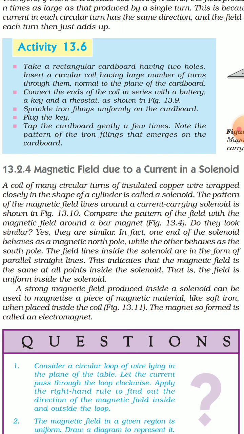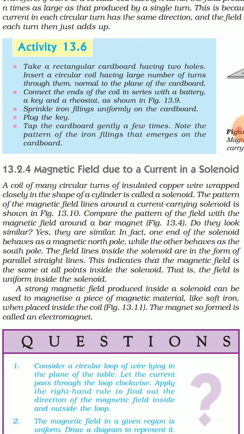Now a strong magnetic field produced inside a solenoid can be used to magnetize a piece of magnetic material like soft iron. When placed inside the coil, the magnet so formed is called an electromagnet. Okay class, so you can understand what an electromagnet is. An electromagnet is a magnetic material which, when placed inside a solenoid, in the very strong magnetic field formed inside the solenoid, gets magnetized, like soft iron. It behaves like a magnet, and this kind of magnet is known as an electromagnet. Magnets which are formed due to electricity or electric current are known as electromagnets.